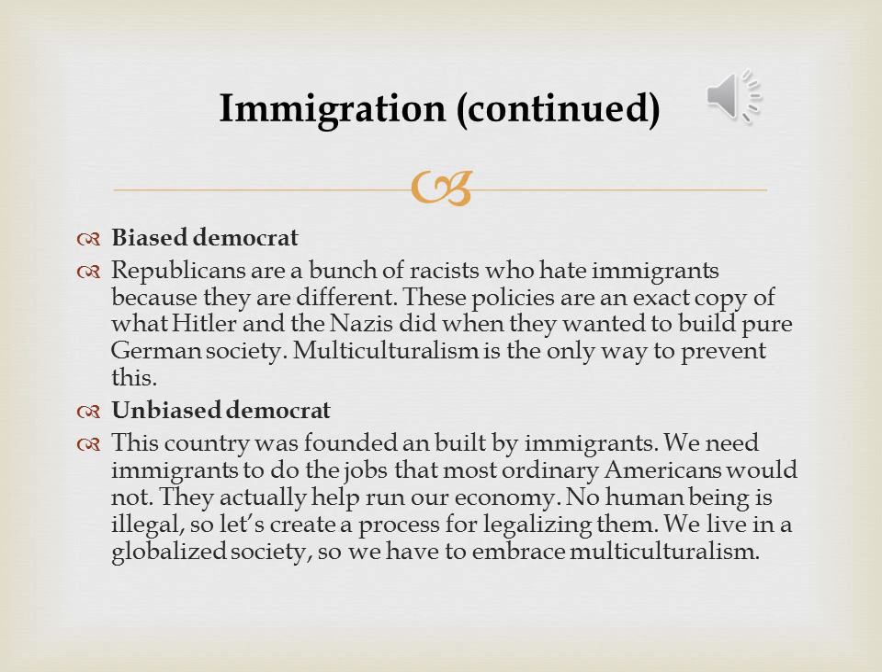Immigration. So, let's take a look at biased and unbiased Democrats. So, biased Democrats. A biased Democrat, similarly to a biased Republican, is going to be very, very close-minded to any opposing views. And in fact, they will be very, very hostile to any opposing views, just like a biased Republican. A biased Democrat is just as hostile as a biased Republican. So these are just examples of how a biased Democrat would argue about immigration.